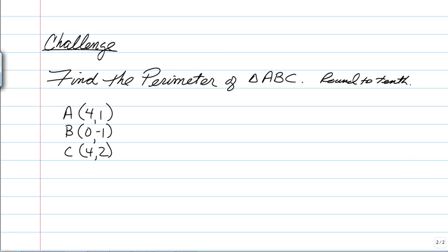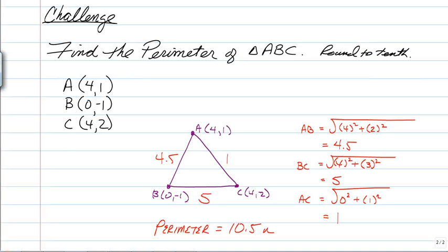So this last example is a challenge problem. And what you need to do is draw a triangle, find the distance from A to B, B to C, and A to C, add them all together, and see if you come up with the perimeter of triangle ABC. So go ahead, pause the video, and see if you can come up with the correct answer. This is a challenge problem. You have to use the distance formula 3 times. Press pause and give it a try. So if you got the perimeter is 10.5, you did this problem correctly, and you are good to go.